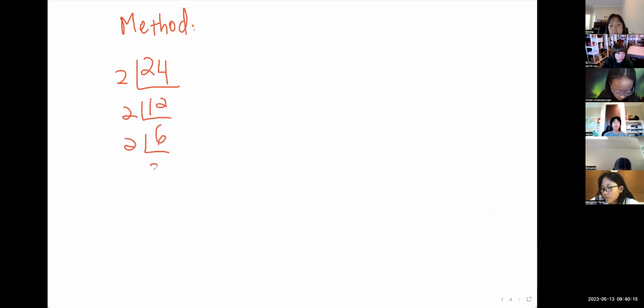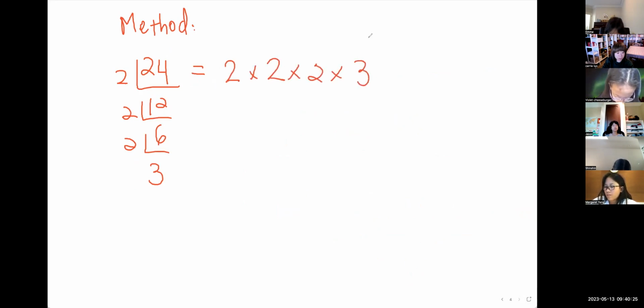So I'm still going to use 24 as an example. So first of all, I'm going to do the prime factorization of 24. So 2 times 12, 2 times 6, 2 times 3. Correct, everybody? So that means in order to make up 24, there are 2, 2, 2, and 3. Correct, everybody? So I want you to write down this: prime factorization.